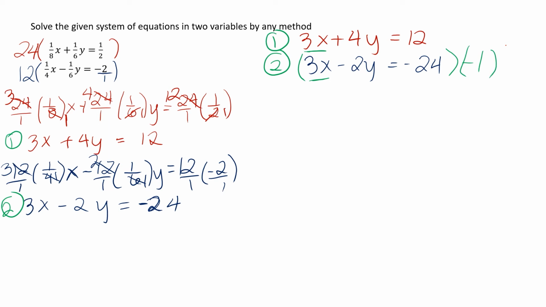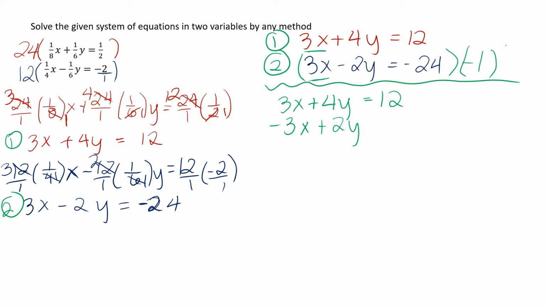Right? Okay, so I'm going to rewrite my bottom one. I'm going to rewrite my top one right underneath. Put a little squiggly line to break it up. So 3x plus 4y equals 12. Multiply it by negative 1, I get negative 3x. Remember, I'm going to multiply it to every single one, so plus 2y and equals, sorry, positive 24.